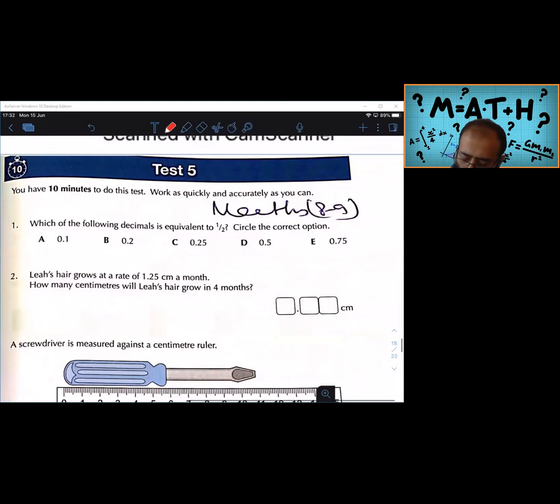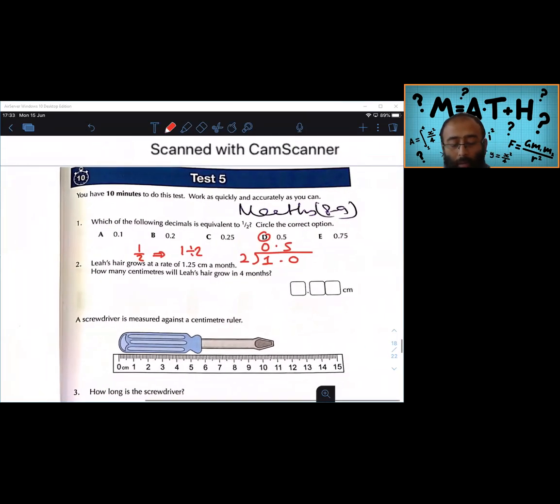For those of you working it out, a half is the same as saying 1 divided by 2. If you work that out, that will give you 0.5. So a half is 1 divided by 2, and you set it up in a bus-stop technique like that, and you get the answer.